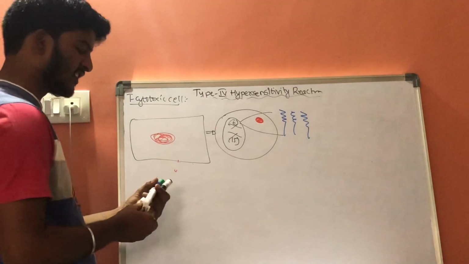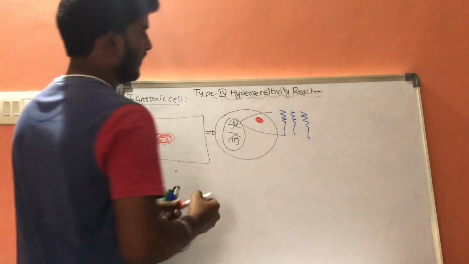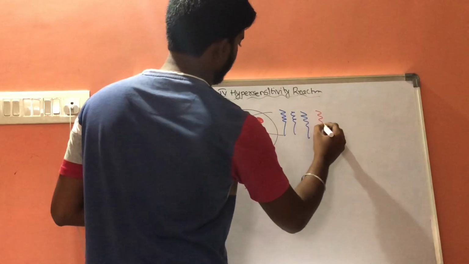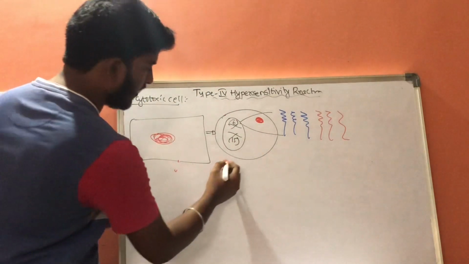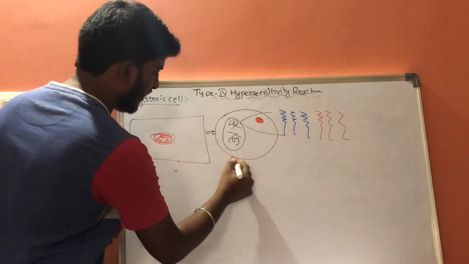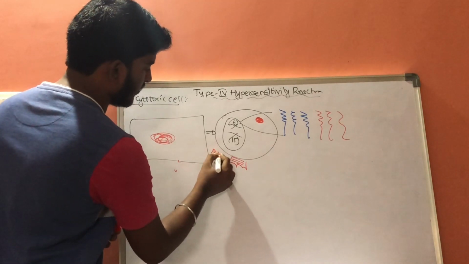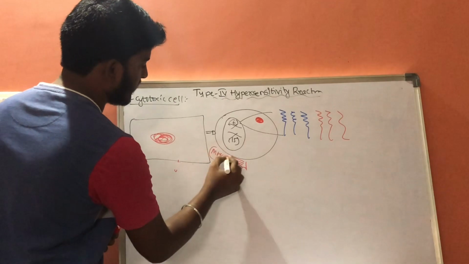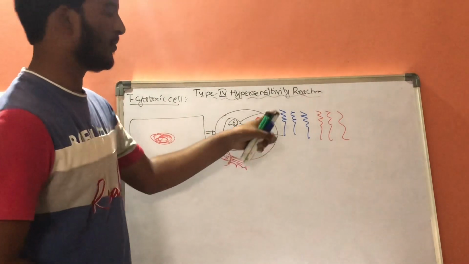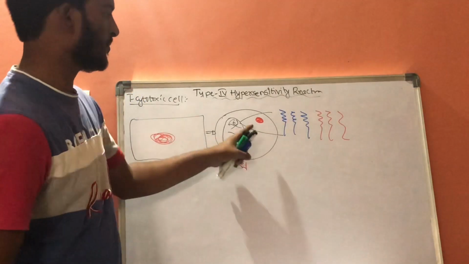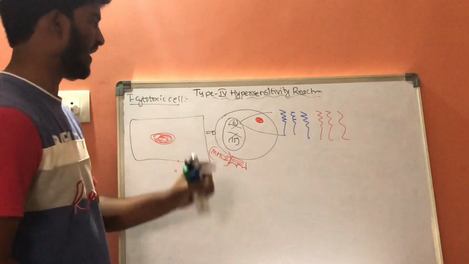It undergoes transcription and translation processes. Then it forms a red color substance. These red color substances are also called MHC class 2 molecules. This is the function of chromosome number 6. So whenever chromosome number 6 is activated, it forms MHC class 2 proteins.